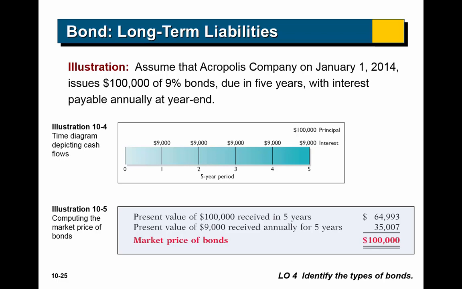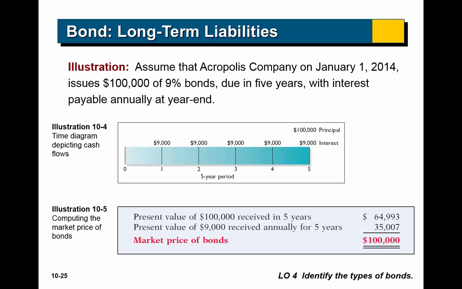So here's an example. Assume the Acropolis Company on January 1st issues $100,000 of 9% bonds due in 5 years with interest payable annually at the year end. So this bond, $100,000, is going to pay out 9% or $9,000 per year, and at the end of 5 years it's going to pay back the full $100,000 in principal. So the question is, what is the market value of this bond? Because we know that it's worth $100,000 5 years from now plus $9,000 a year for the next 5 years.